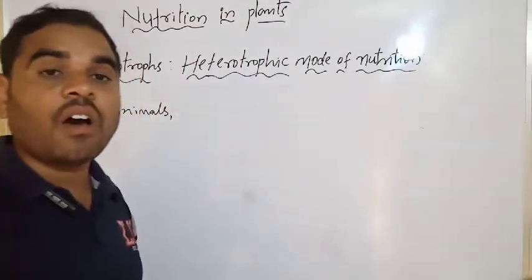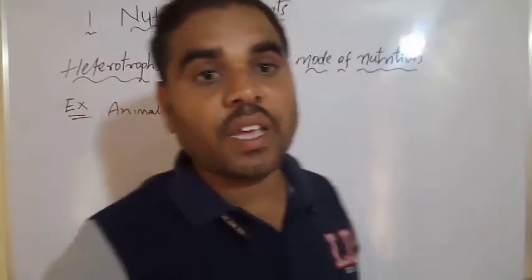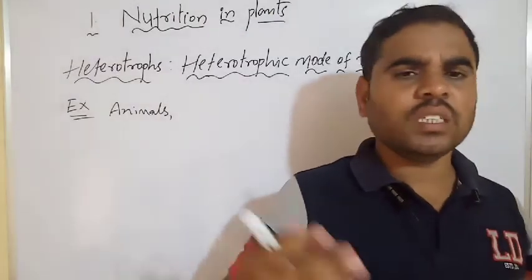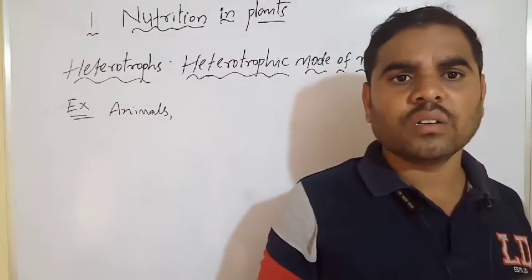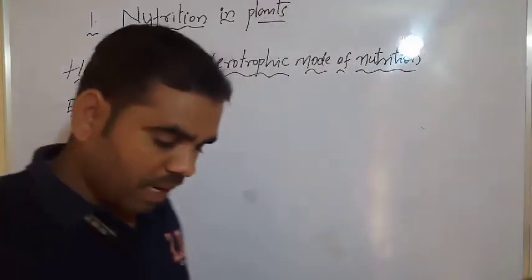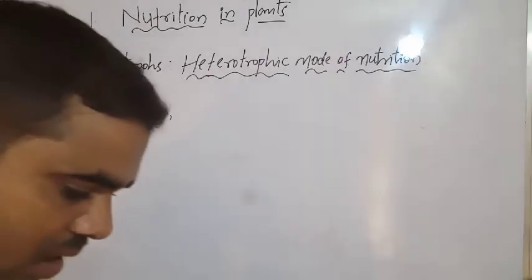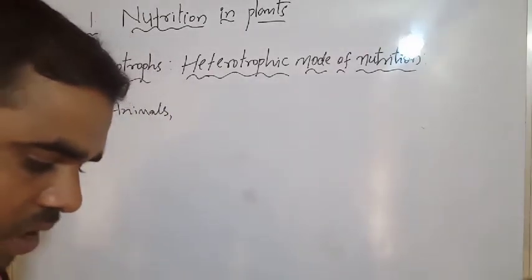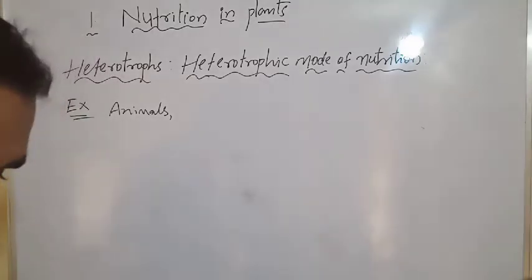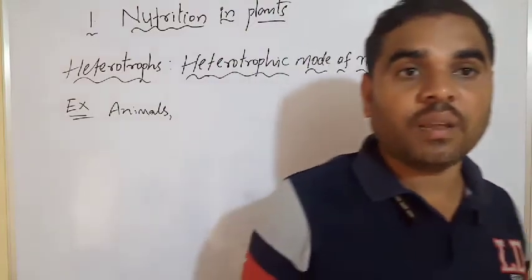All non-green plants, like fungus, cannot make their own food. Many insects also cannot make their own food. All animals, including human beings, are categorized as heterotrophs because they cannot make their own food and depend on other plants and animals. We call this heterotrophic nutrition.